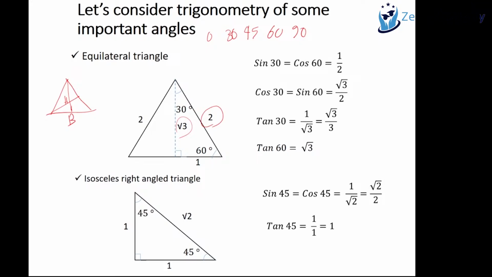Another useful triangle is this isosceles right angle triangle with a side of 1. Isosceles means two sides are equal, and with the right angle in the middle, both of the other angles would be 45 degrees. I can calculate the sine, cosine, and tangent of 45 using this triangle. The triangle is a very useful base for understanding the trig functions and for calculating some of the basic angles.